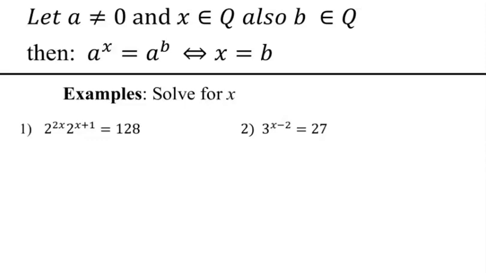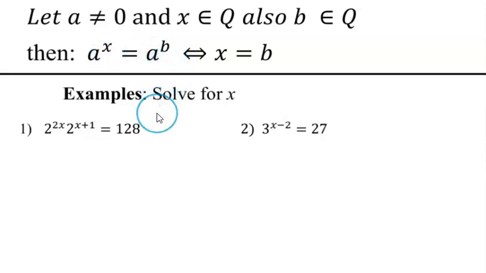Let us look at a few examples on solving exponential equations. So if you look at the first one, number 1, which says 2 to the 2x times 2 to the x plus 1 equals 128. The attempt is to get the same base on the left-hand side as on the right-hand side. And if we have the same base on both sides, then the exponents will be equal.